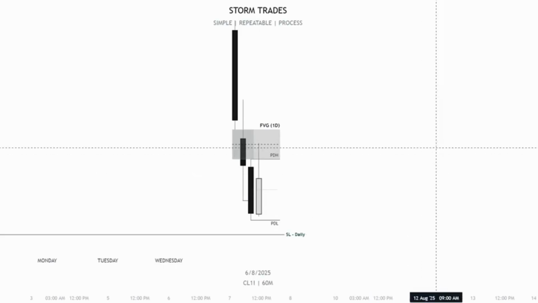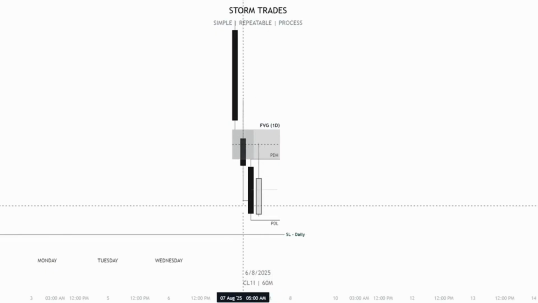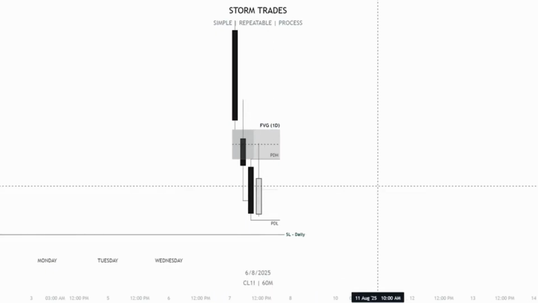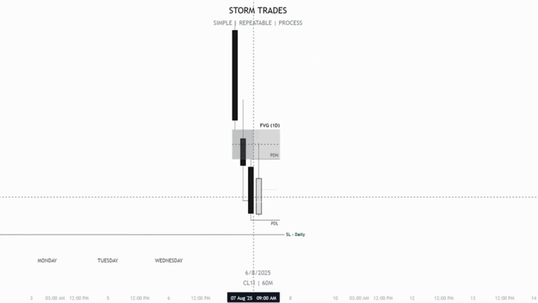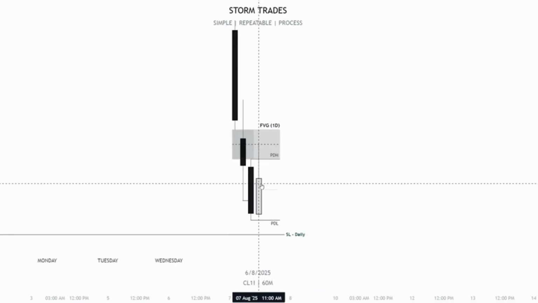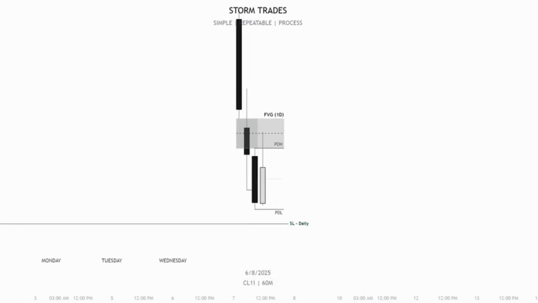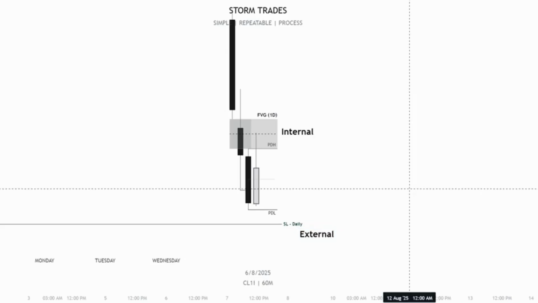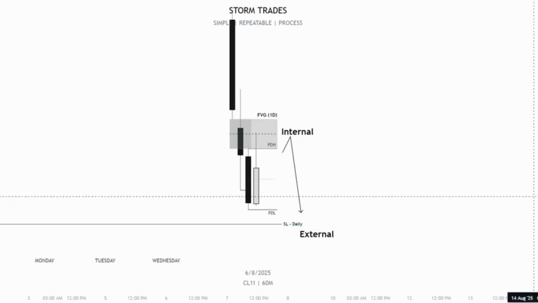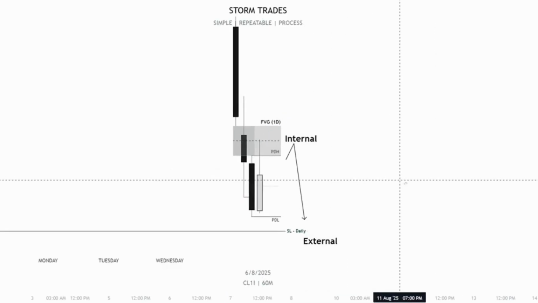Now, I also want to make note that on the previous day, Tuesday, we had a strong bearish candle close. So if you're just using candle structure, we would expect Wednesday to open high up into some internal range liquidity and then close low. So this is our internal, this is our external, and this is a very clear bearish daily bias. I'm expecting price to go lower.